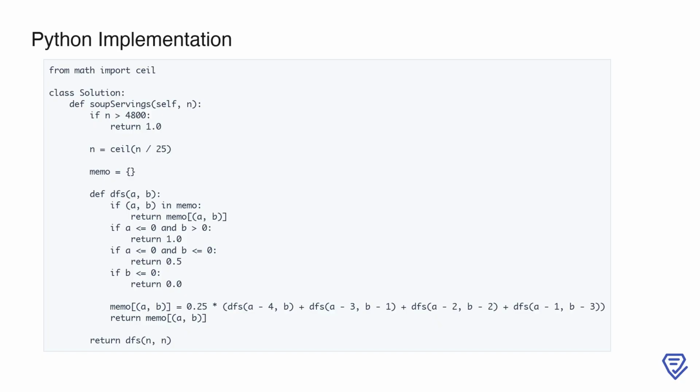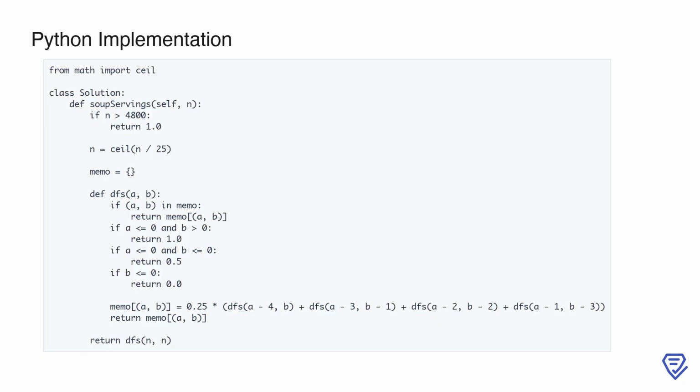For each state (A, B), where A and B represent the remaining portions of soup A and B, we recursively calculate the probability using predefined serving operations. These operations determine how much soup is served from each type in one step, and their probabilities are evenly distributed, 0.25 each. The helper function DFS(A, B) implements the recursive logic. Memoization is used to store the results of previously computed states, preventing redundant calculations and improving efficiency.